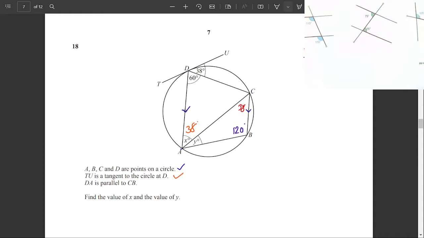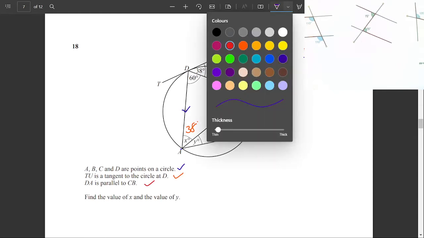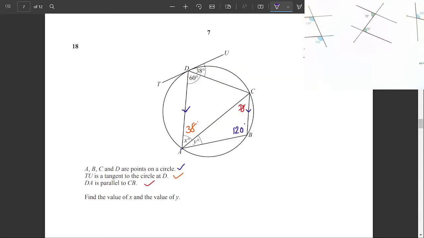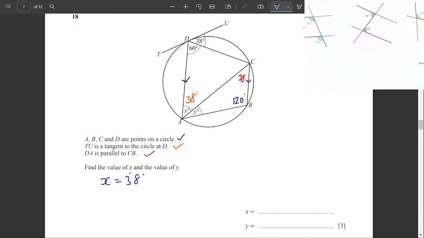Okay, so what does it actually want? Because what we've just done is deduce the information from what they've given us. We haven't answered the question yet, or have we? Find the value of x. We've done that already. x equals 38 degrees. All right, check carefully. Did they ask for a reason? No. So we can just slot it in. Brilliant. 1 mark already.